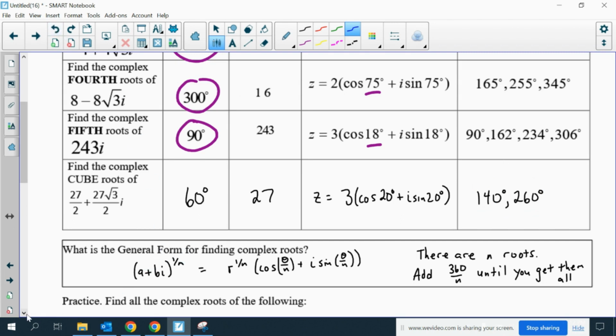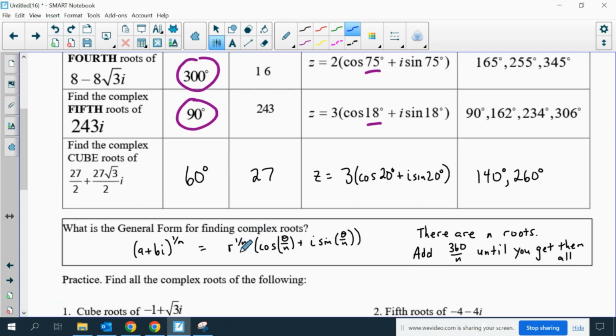So here's the general formula. It's r to the 1 over n, or you can also write that as the nth root of r, times cosine of theta over n plus i sine of theta over n. And then remember there are n roots, so you add 360 over n until you get them all.